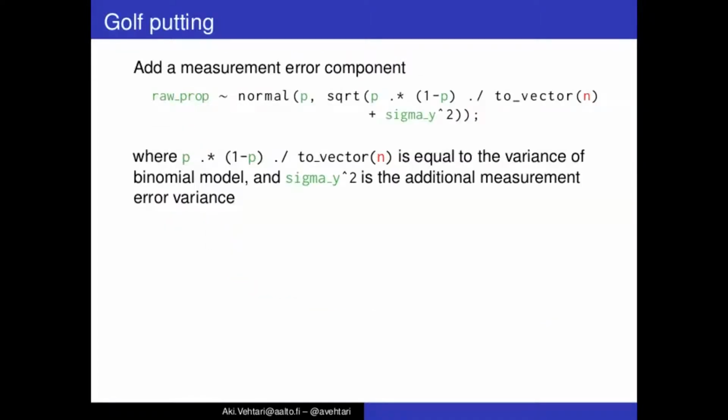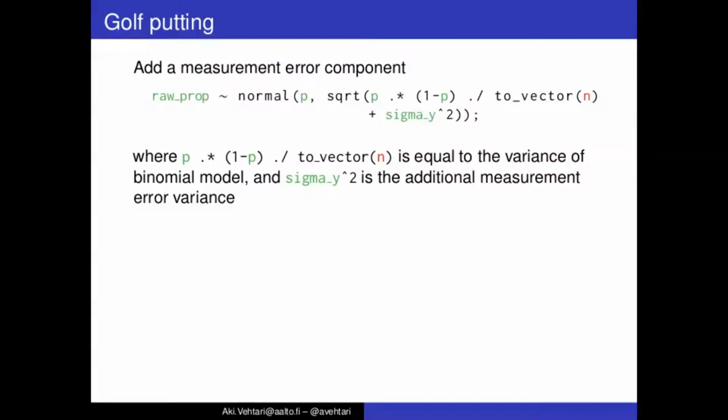So instead of using this binomial model, now the model is for the raw proportion, the number of successes divided by the number of putts from a certain distance, and we assume that is normally distributed. And then we still use this binomial distribution justified variance, where you can see inside the square root the first part is equal to the variance of the binomial model, but then we add this additional measurement error variance sigma y squared.